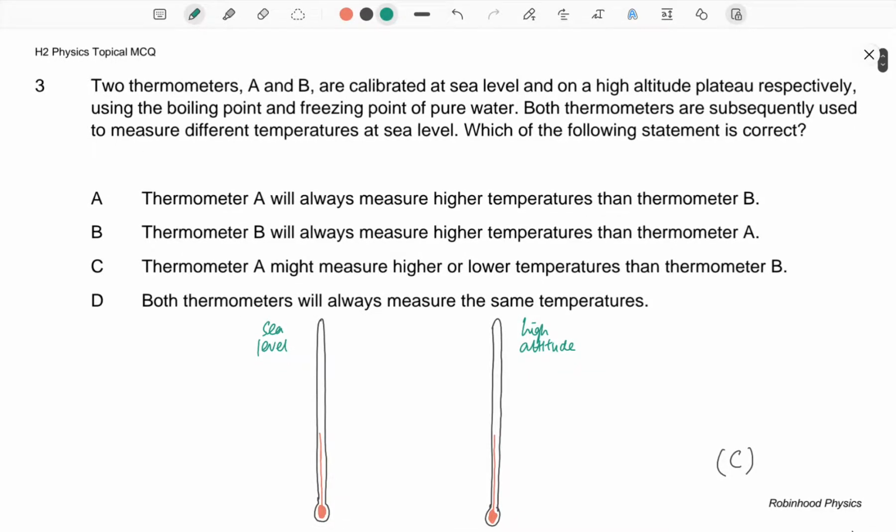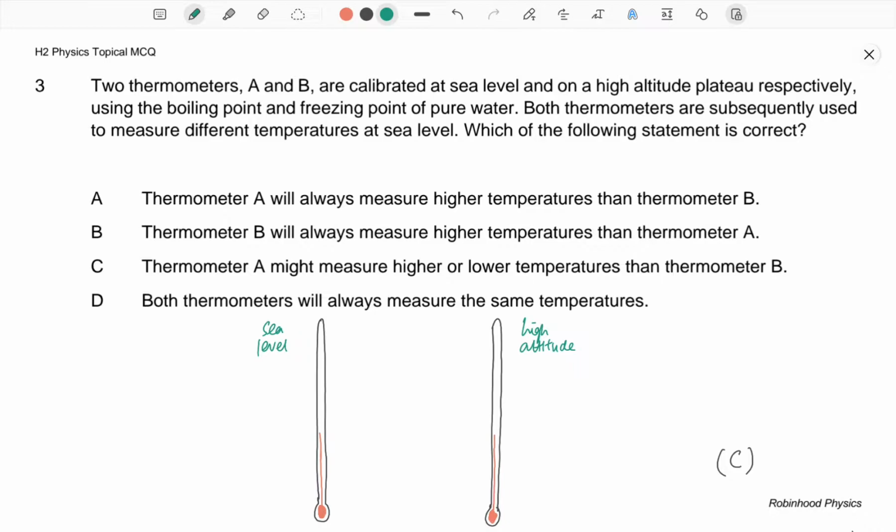Two thermometers A and B are calibrated at sea level and high altitude respectively. We use the boiling point and freezing point of water to calibrate them. Then they are subsequently used to measure different temperature at sea level. Okay, so which of the following is correct?